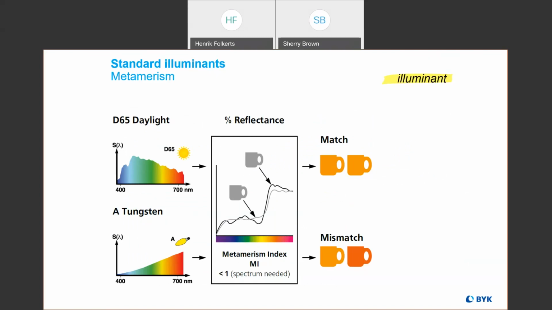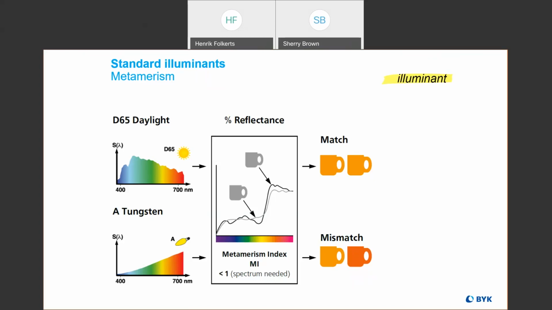In the middle here, those curves we're seeing are what we call the spectral reflectance curves for these cups. This is the quantity of each wavelength that's reflected by the color. We can see that these spectral reflectance curves are slightly different for these two cups, even though they're a pretty much perfect match under D65. Because of the difference in their spectral curves, under a different illuminant they might not match so well.